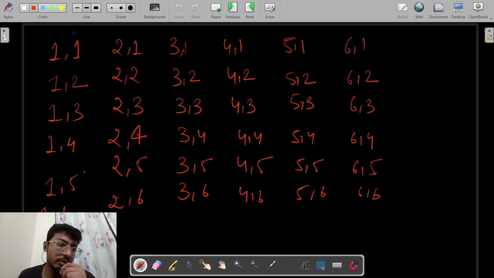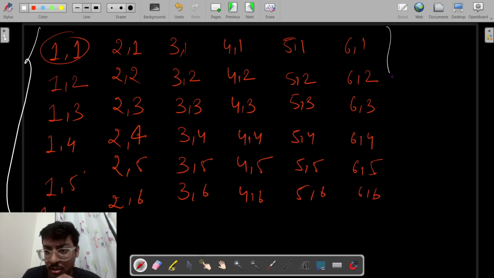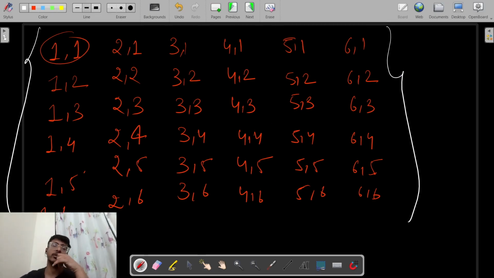So like this 1 into 1, 1 is not a prime number, right? 1 into 2. So these 36 are all the possible outcomes when you throw two different dice. So this 1 into 2 is not an outcome. This will be an outcome, like 1 into 4, 1 into 4 is 4, that is the square of 2, and 2 is a prime number, right?